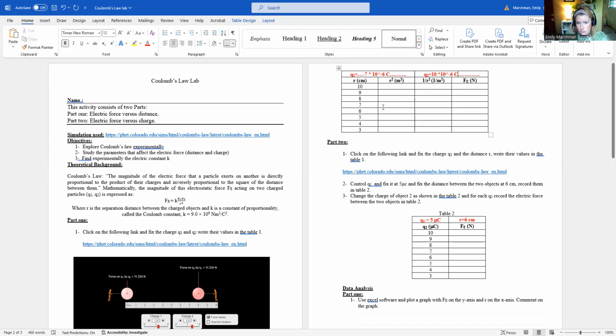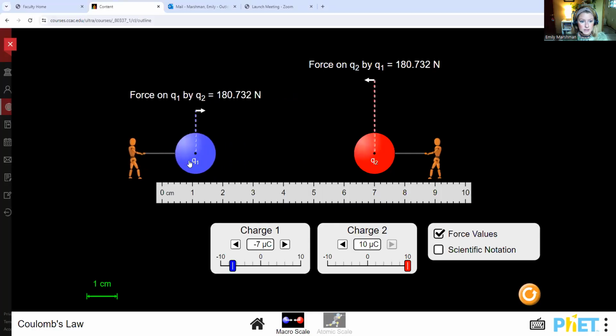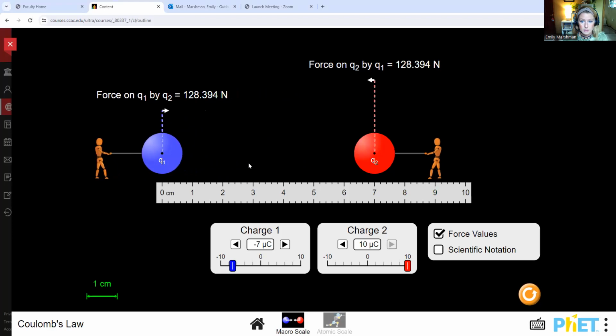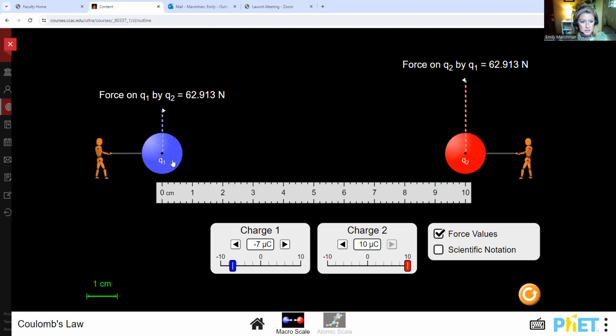You can pick whatever charges you want, as long as you stick with the same ones throughout the whole thing, then you're fine. So let's go back to the simulation. Sorry, I'm going to be jumping back and forth a lot. Let's separate them 10 centimeters apart.